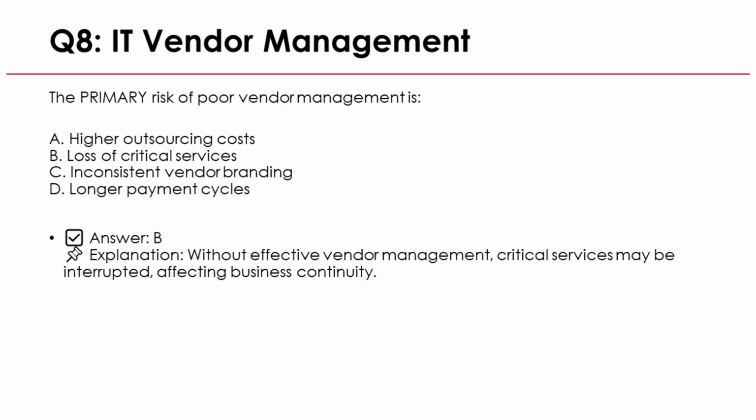The primary risk of poor vendor management is: Option A, higher outsourcing costs, not the greatest risk. Option B, loss of critical services. Correct, continuity is at stake. Option C, inconsistent branding, irrelevant. Option D, longer payment cycles, financial issue. Correct answer, B, loss of critical services. If your only power supplier fails, the lights go out. Costs are secondary to continuity.